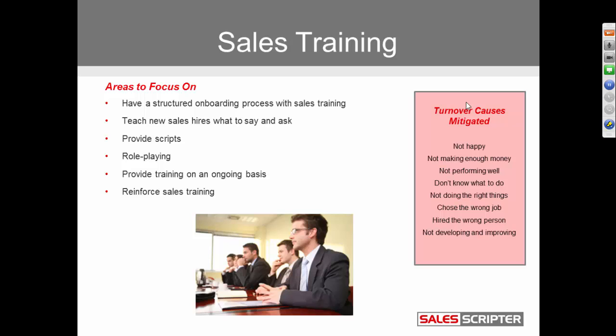Salespeople might leave because they're not making enough money. If you train them better, they're going to perform better, thus they're going to make more money. You can decrease that anxiety of not knowing what to do in order to be successful, or feeling that they're not doing the right things, or that they chose the wrong job. If they're more successful, you won't feel like you hired the wrong person, and so on.